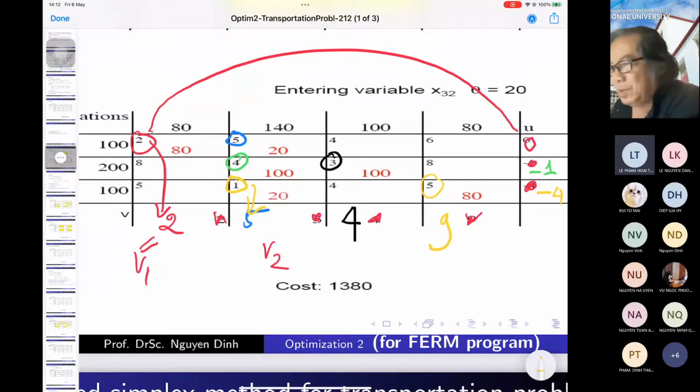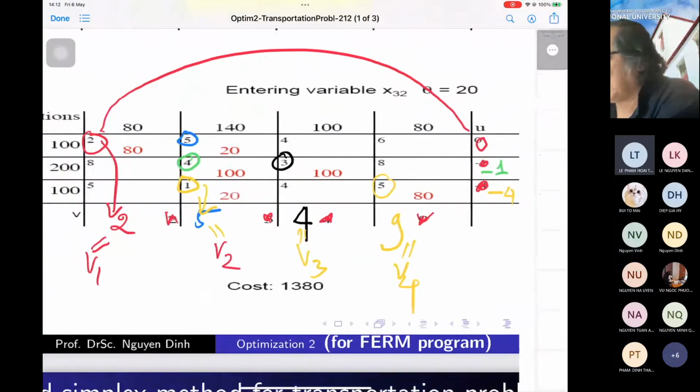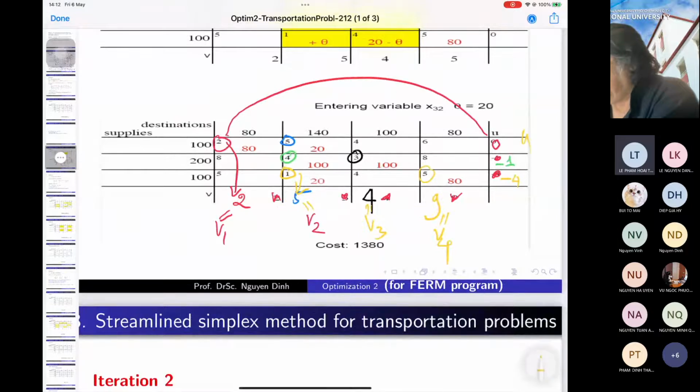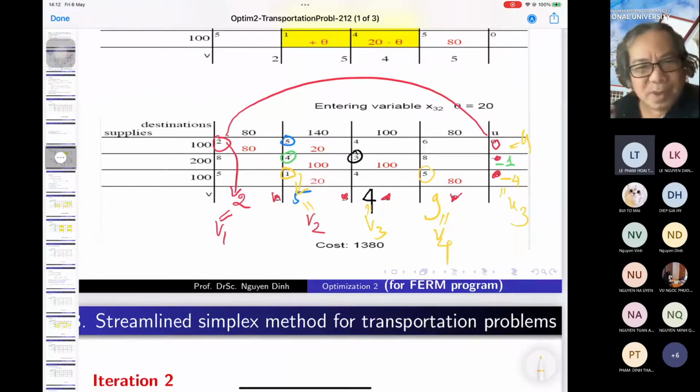And so that's all. So you have V1 is 2, V2 is 5, V3 is 4, V4 is 9. Is that okay? And here, that is U1. U1 is 0, U2 is minus 1, and U3 is minus 4. Is that okay?